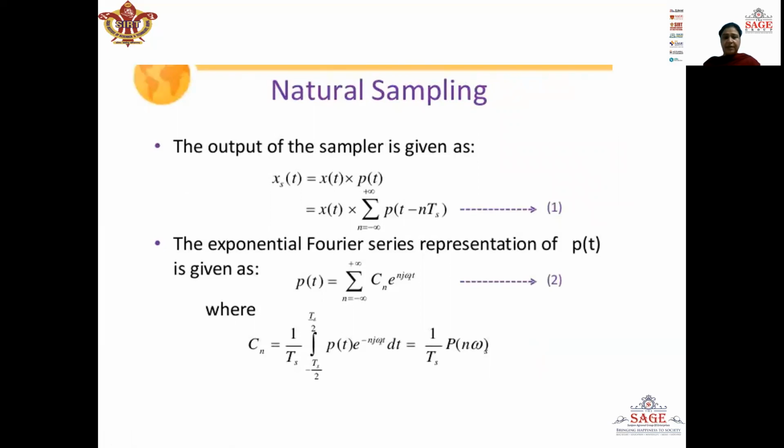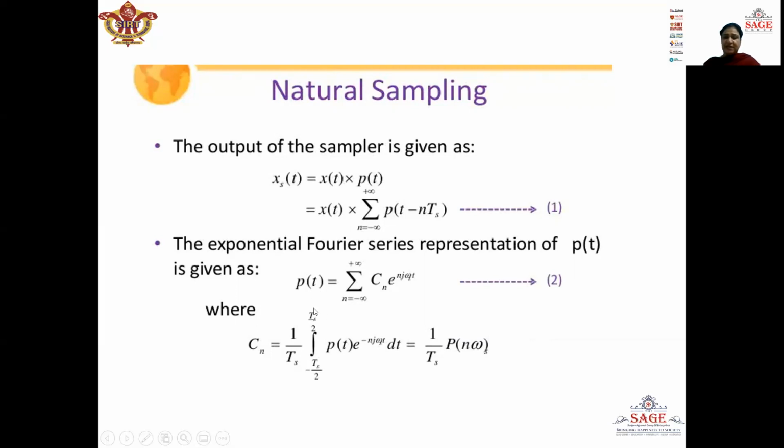Now, coming to the mathematical analysis of the natural sampled signal, I have told that the natural sampled signal is obtained when I multiply a message signal x(t) with a train of pulses p(t). We know that the train of pulses p(t) is represented by the summation, n equal to minus infinity to plus infinity, p(t minus nTs). Now we know that p(t) is a periodic signal.